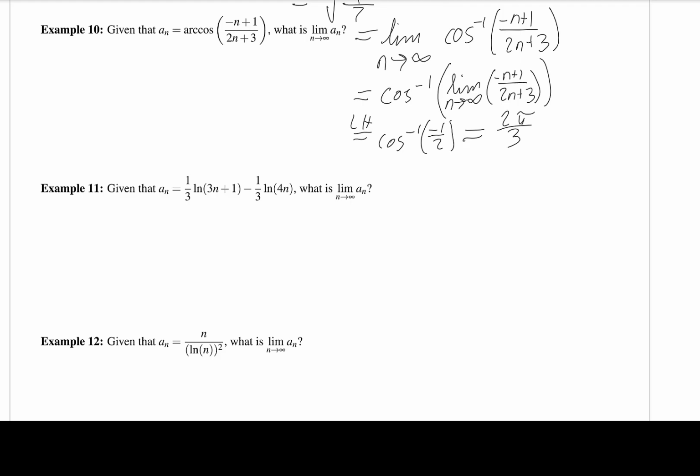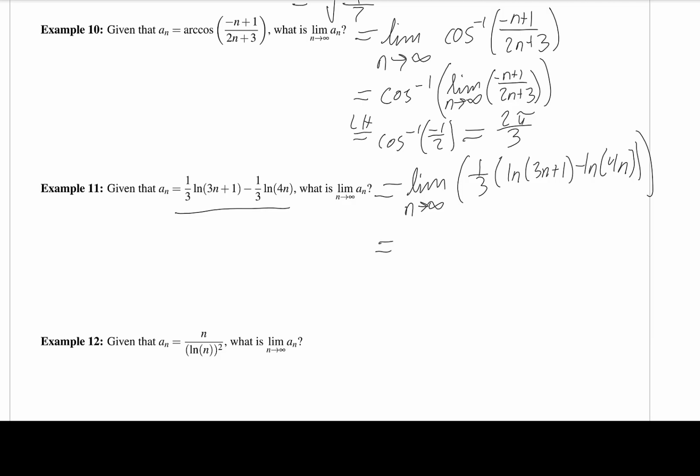Now, for example 11, this one's a little bit more complicated. The trick here, so we have the limit as n goes to infinity of... So the first thing I'm going to do is factor out a 1/3 from this formula we were given. So I get ln of 3n plus 1 minus ln of 4n.